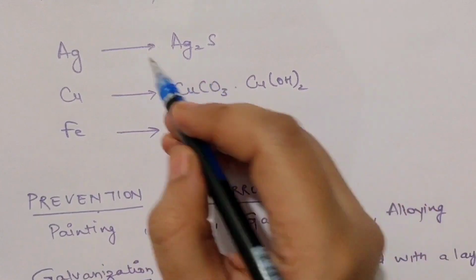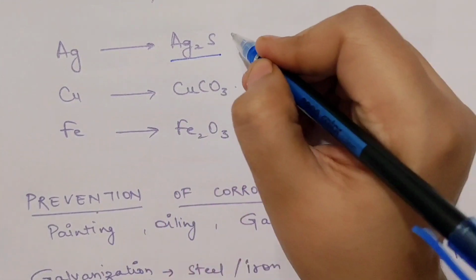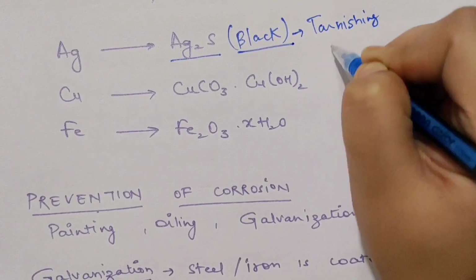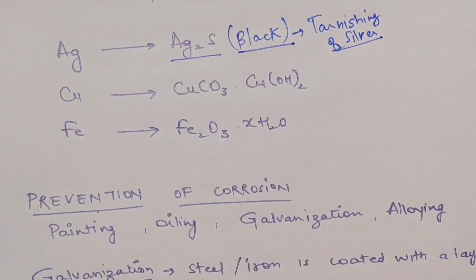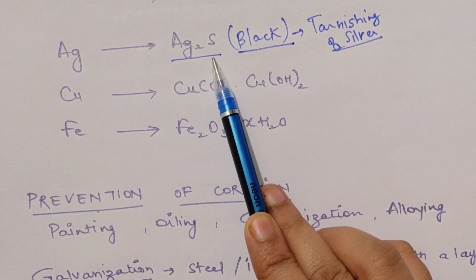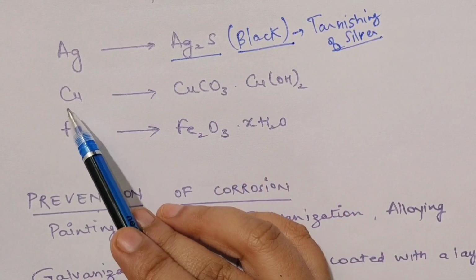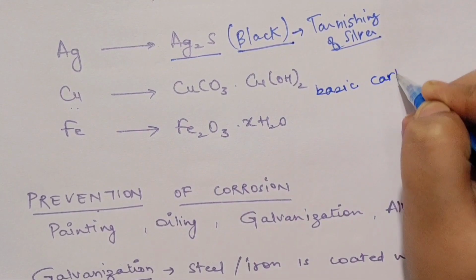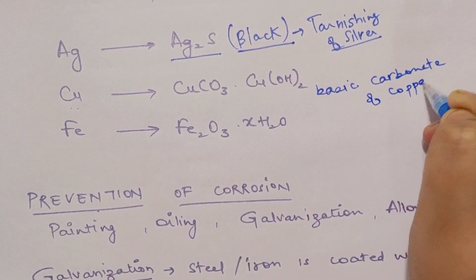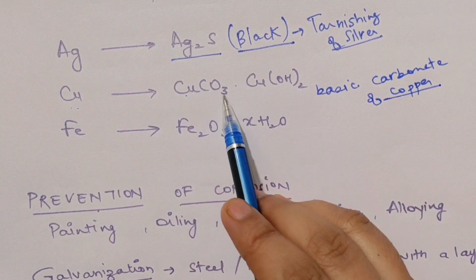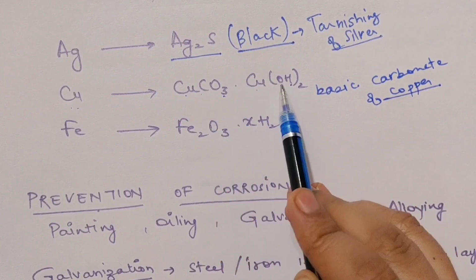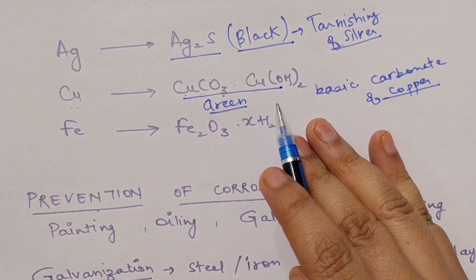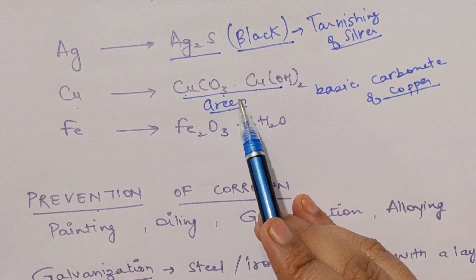Corrosion in silver is because of the silver sulfide that is formed. It forms a black colored layer on silver and we call it tarnishing of silver. Tarnishing of silver is silver being corroded, and the compound formed is silver sulfide. We know that sulfur comes from air. Copper, when copper gets corroded, it forms basic carbonate of copper. That means there is copper carbonate and then there is also copper hydroxide. Both of them are formed. This compound gives a green colored layer on the copper. Okay, this is the reason why the Statue of Liberty looks green.